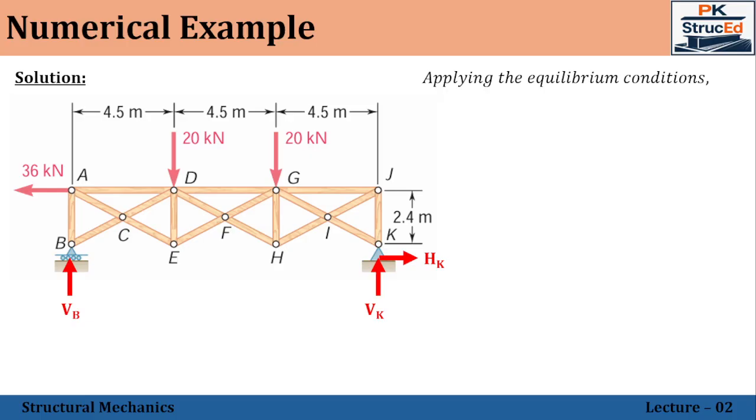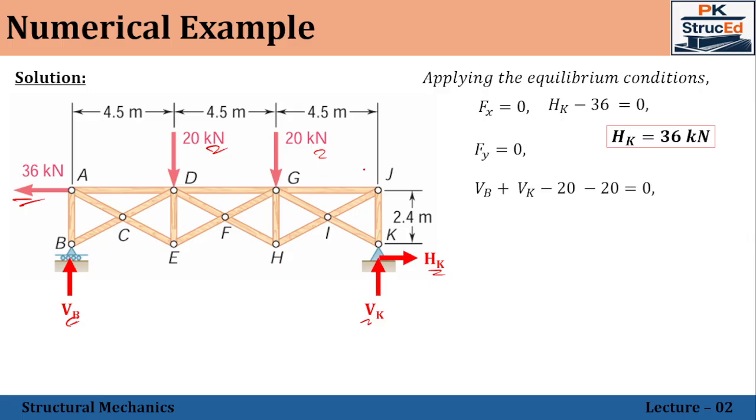If so, we have this horizontal force and this horizontal reaction. That is Hk minus 36, which will be equal to 0. Therefore, Hk is equal to 36 kilonewton. Now applying the vertical force equilibrium, we have Vb and Vk both acting in the upward direction, and these 20 and 20 are acting in the downward direction. So Vb plus Vk minus 20 minus 20 is equal to 0. Right. So Vb plus Vk is equal to 40.